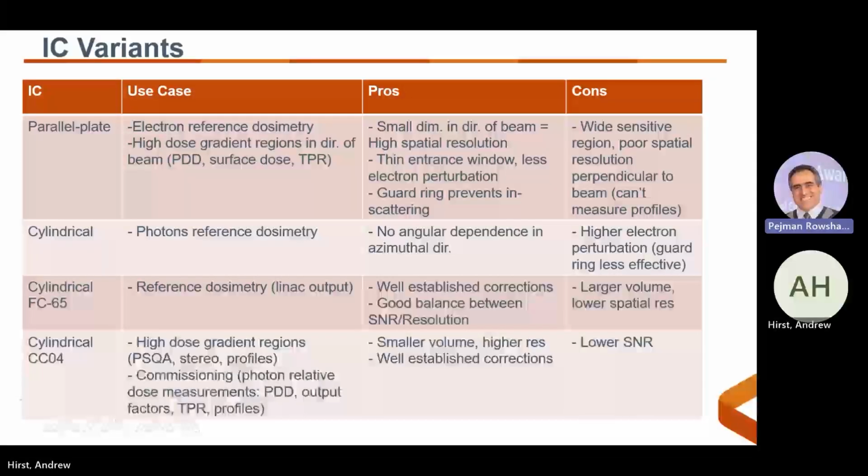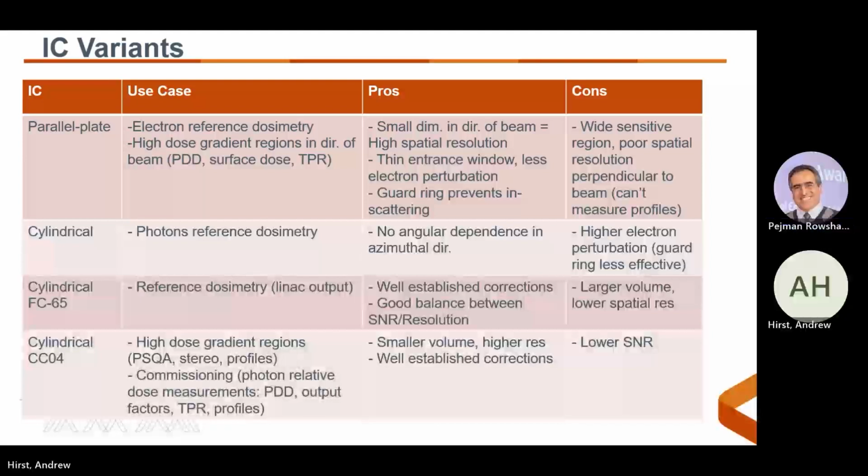And this is my final slide. So this just quickly summarizes the use cases, pros and cons for your parallel plate chambers in general, cylindrical chambers in general, and then two specific cylindrical chambers which are used here. The FC65 is a larger chamber, and the cylindrical CCO4 is a much smaller chamber.